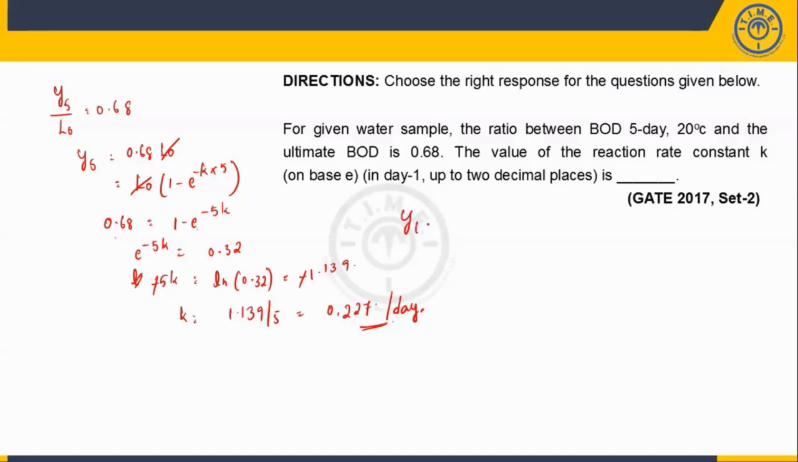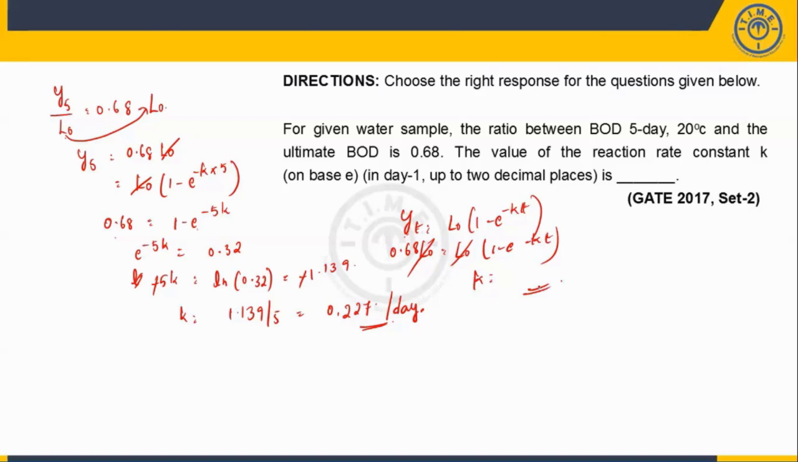You have written this equation, Yt equal to L naught into 1 minus e power minus kt. Am I right? Yes, sir. So if I take this to this side, Y5 equal to 0.68 L naught. Yes or no? So instead of Y5, we write 0.68 L naught equal to L naught into 1 minus e power minus kt, which simplifies things. L naught gets cancelled, and we will get the k value easily.